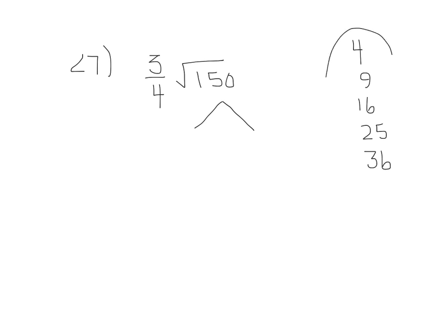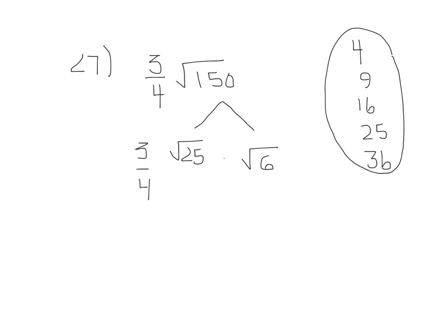So we look at our list of perfect squares, 2 squared, 3 squared, 4 squared, 5 squared, and so on. And we try to find the largest of them that divides evenly into 150. Well, 150 divides evenly by 25. And there are 6 25s that go into 150. So therefore, the square root of 150 is equal to the square root of 25 times the square root of 6. But we don't want to forget that there is a 3/4 out in front.